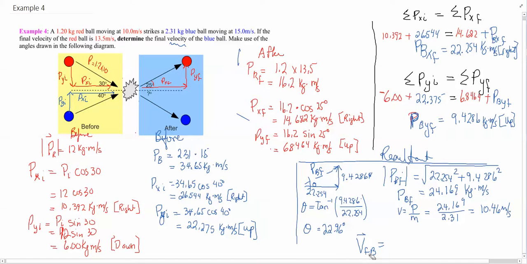So our final velocity for the blue ball, I have that written backwards. The final velocity for the blue ball is, and it's all to 2 significant digits, so we have 10 meters per second, 23 degrees, and it's going upwards, so that would be above the horizontal. And that is the resultant velocity for the blue ball.